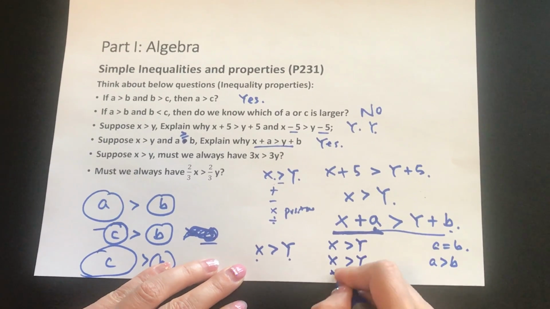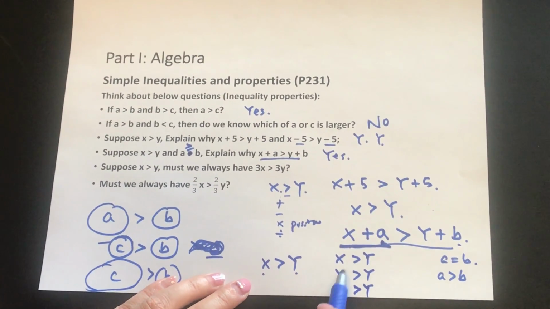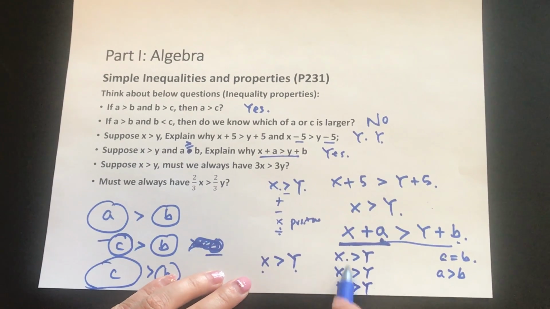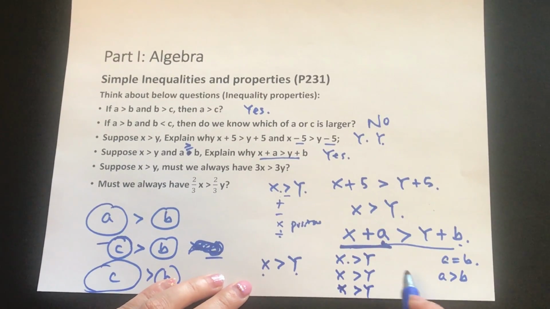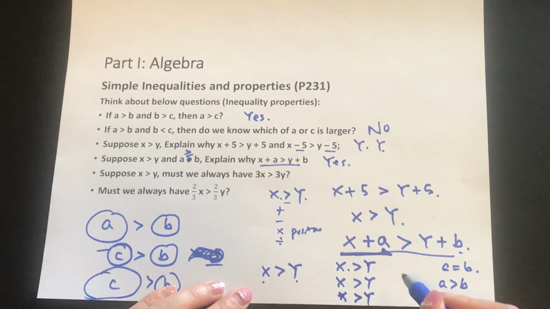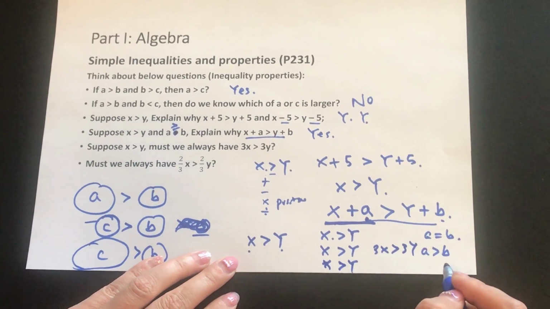We can write 3 inequalities. We can add x on the left hand side, add them up. We can add y on the right hand side, add them up. The inequality still stands. So we have 3x greater than 3y.